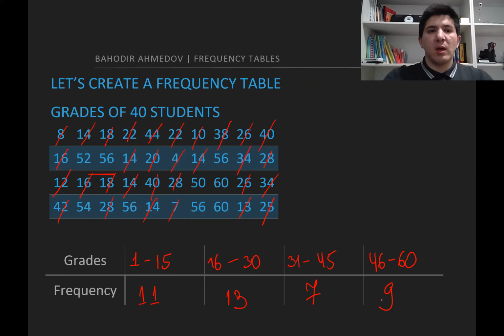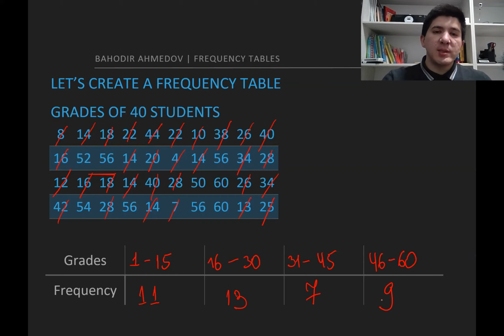So this is the frequency table for this class. The frequency table is much nicer, so we can interpret the data points, and we can draw lots of conclusions by just looking at the frequency table, which is much more compact than the original table.